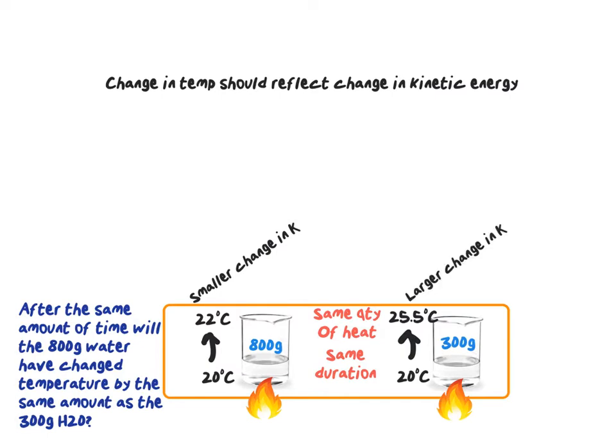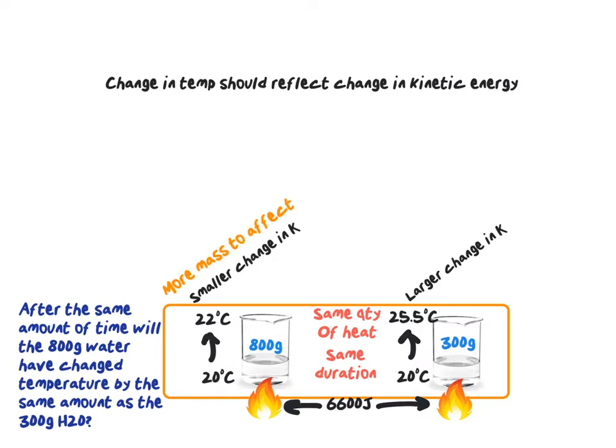Now this is an indication that if we added the same amount of heat, in this case about 6,600 joules, to both of the beakers of water, we find that there really isn't as much to go around in the larger beaker as there is in the smaller one.